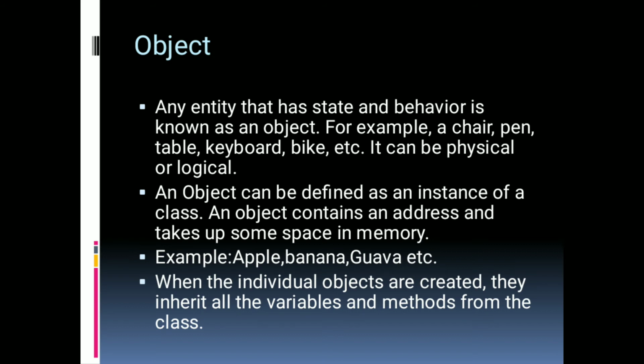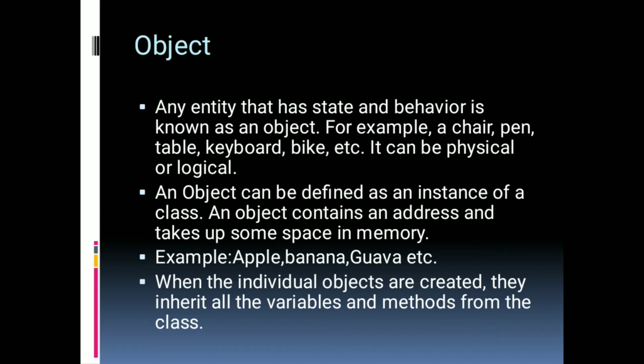Any entity that has state and behavior is known as an object. So coming to the concept of object, it is any entity that has both state and behavior. We can take a chair, it has some state and it has behavior. Pen, table, keyboard, bike, etc. It can be physical or logical, and we can say they are general entities which have both state and behavior.